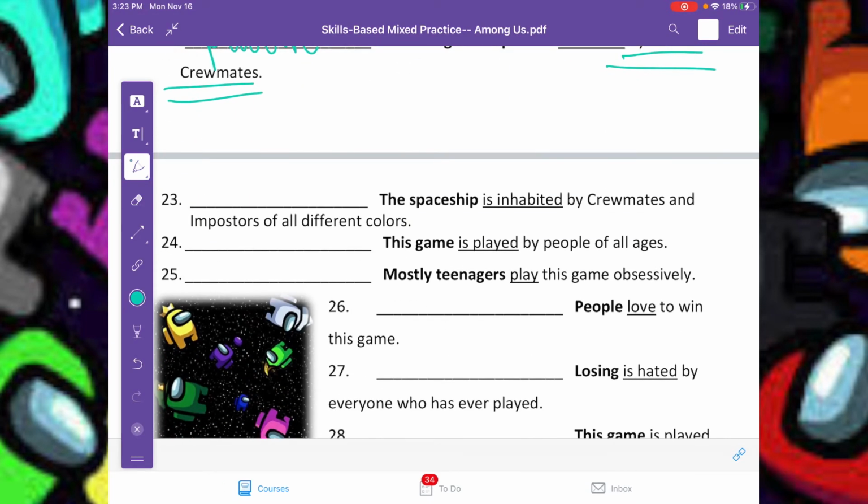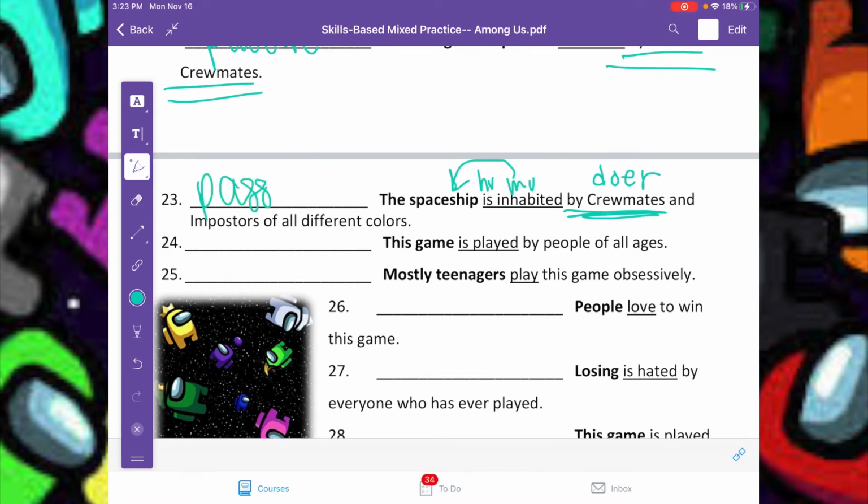The spaceship is inhabited by crewmates and imposters of all different colors. The doer is at the end of the sentence here. We have a helping verb, a main verb, the subject's receiving the action. This is passive.